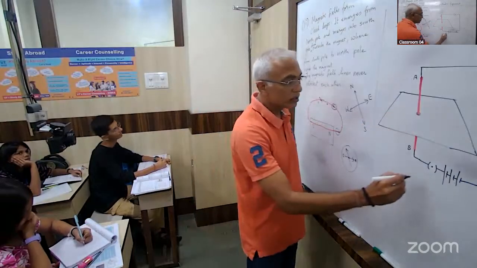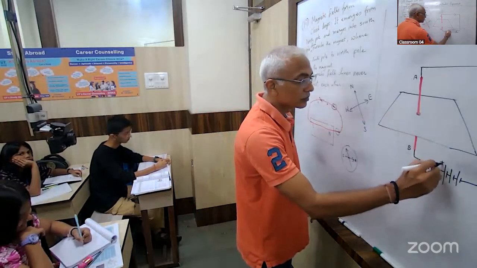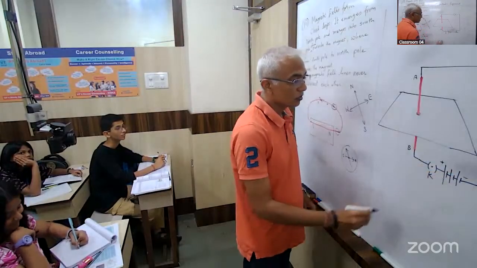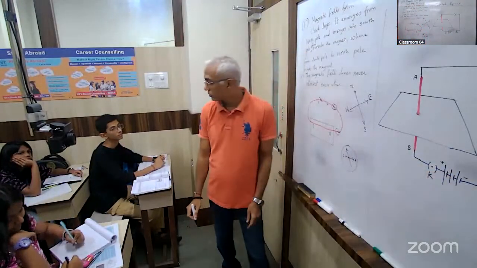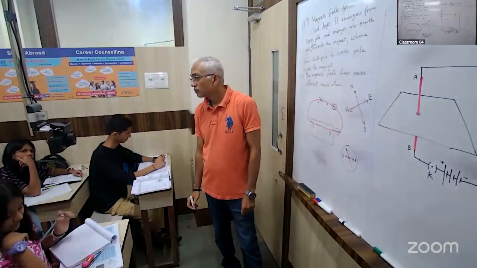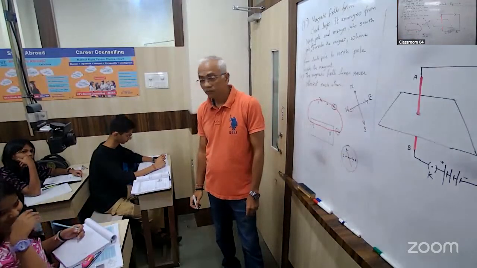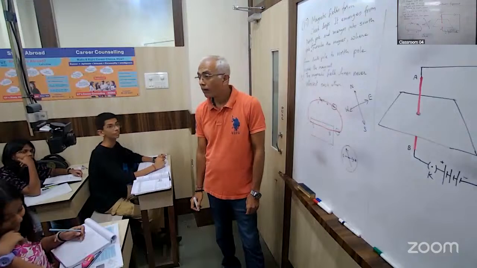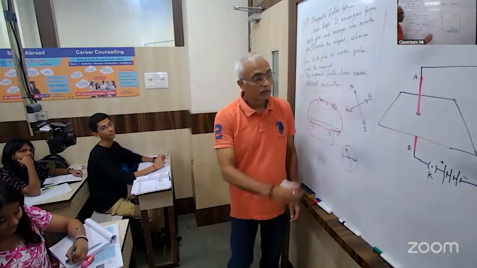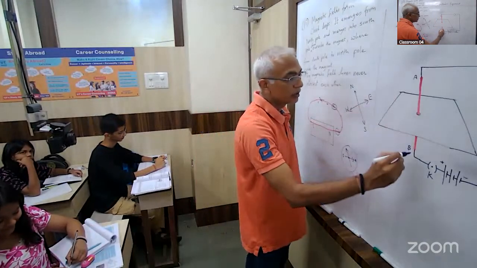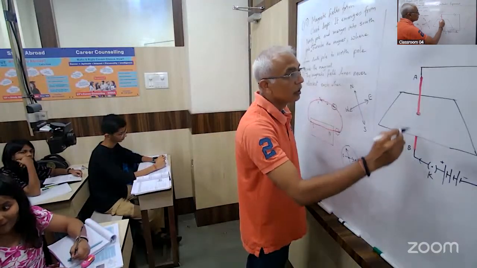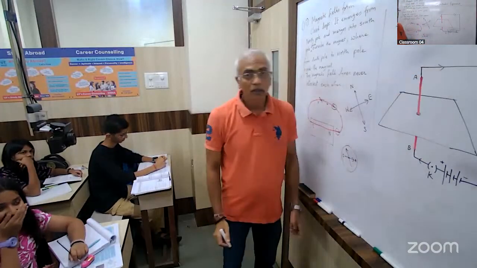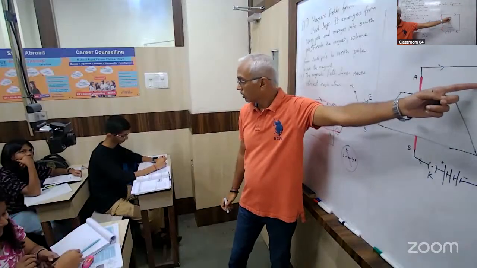And when the key is closed, what is the direction of flow of current in this? It will be B to A. Current will flow from B to A, right? How much current is flowing? The ammeter will record that for you.